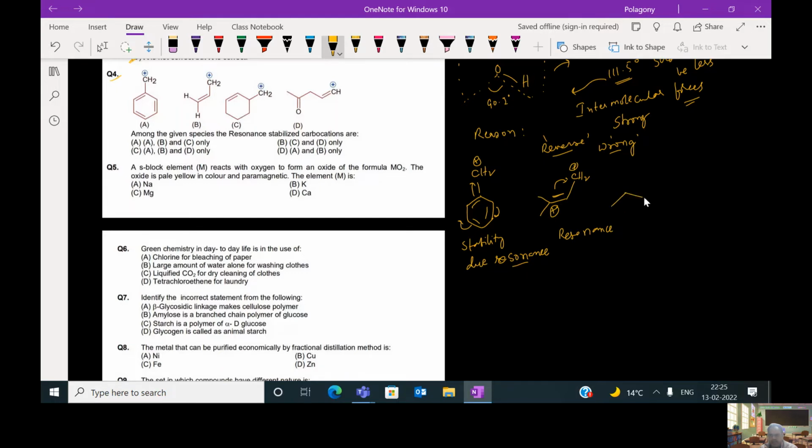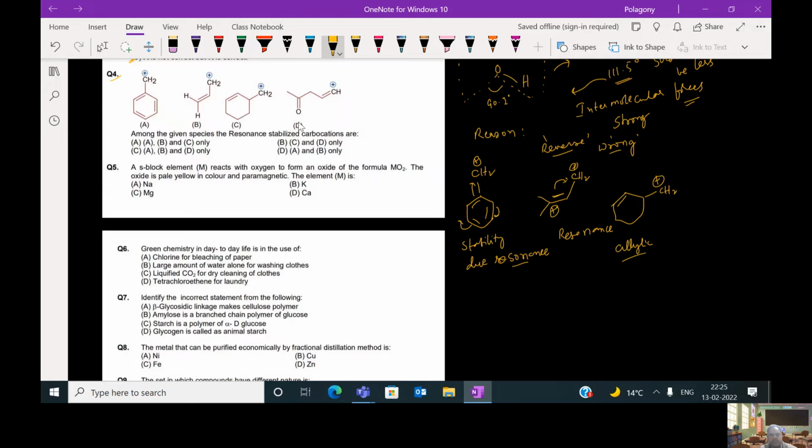Now in this one we can see a double bond, here is CH2, and here is the carbocation. This is an allylic structure. Resonance is not possible here, so stability is not possible in this case.